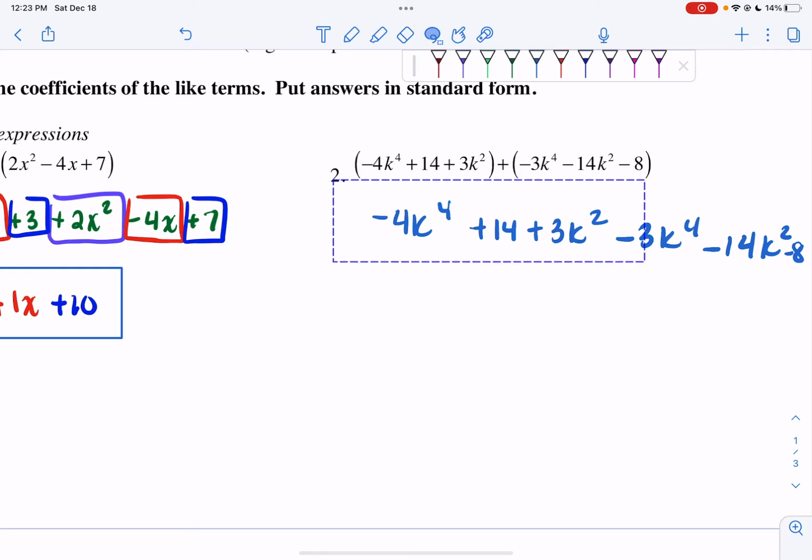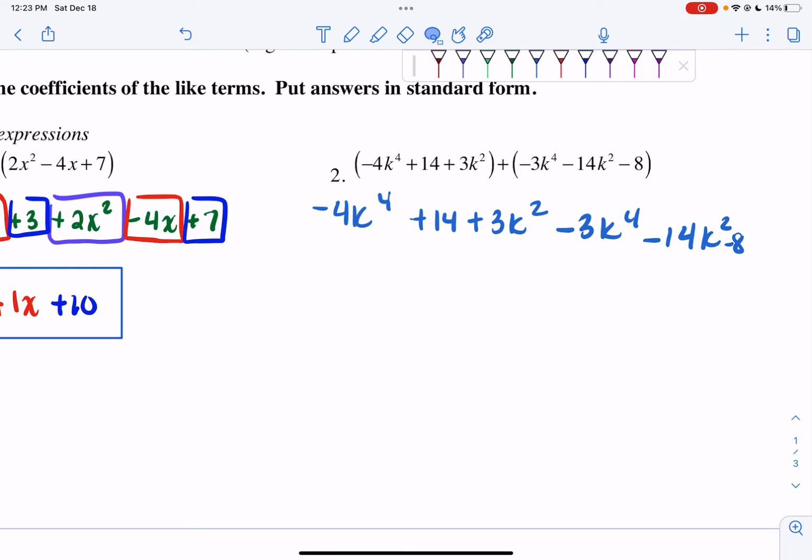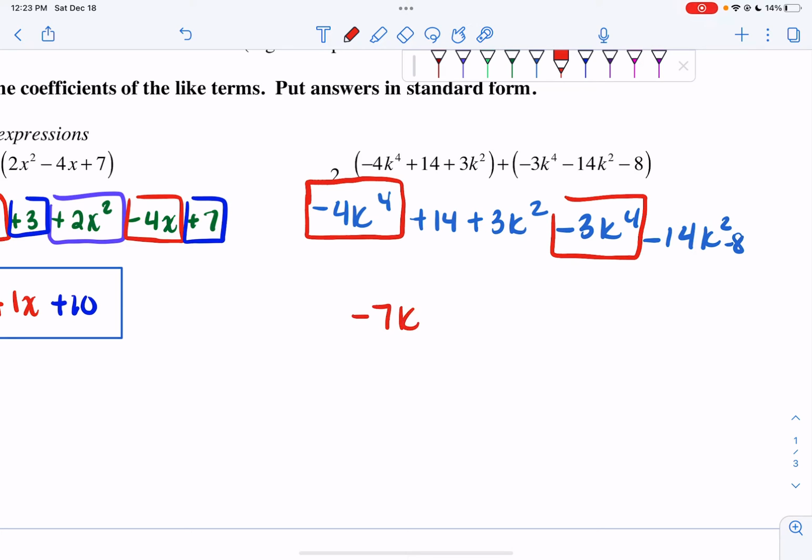I'm now going to go ahead and identify my like terms. So I have to ask myself what a like term with negative 4k to the fourth is. Well, I need to look. No k to the fourth, no k to the fourth, k to the fourth. Combine them. So negative 4 minus 3 is negative 7. So I have negative 7k to the fourth.